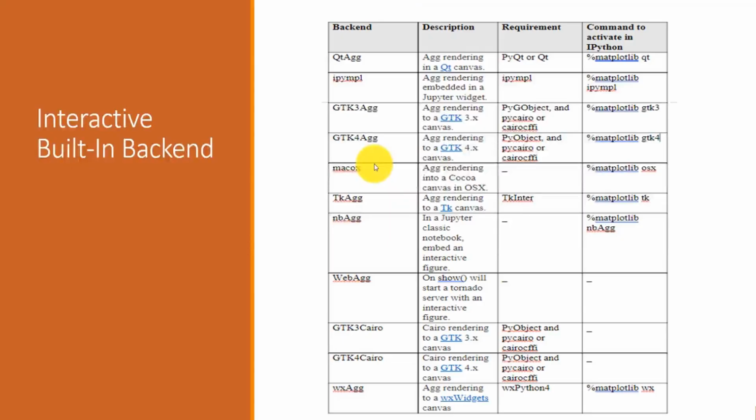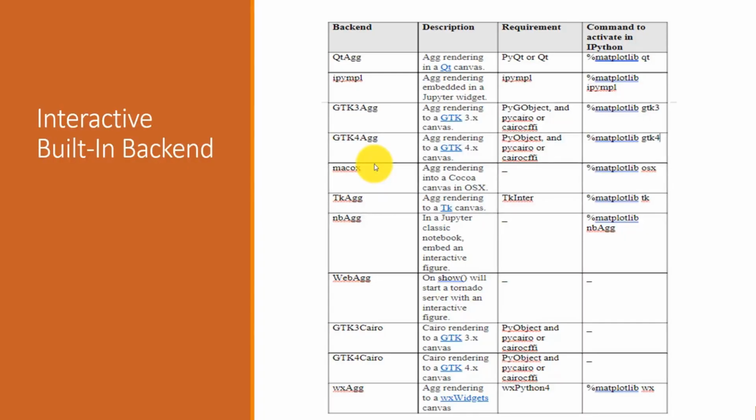So now we discuss interactive built-in backends. The first one is QtAgg, and it has a requirement which is that PyQt or Qt is installed in your system. Another one is IPyMPL, and it also requires ipympl installed in your system. The next ones are GTK3Agg and GTK4Agg, and both of these require PyGObject and pycairo or cairocffi installed in your system. The next one is MacOSX.